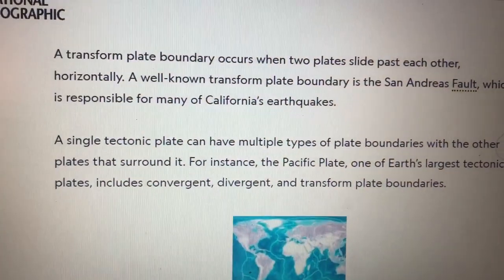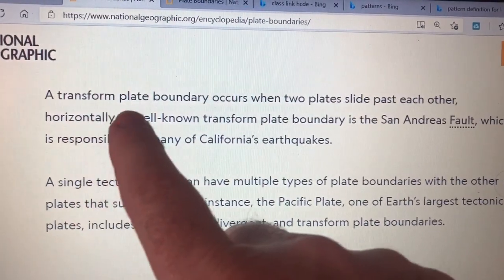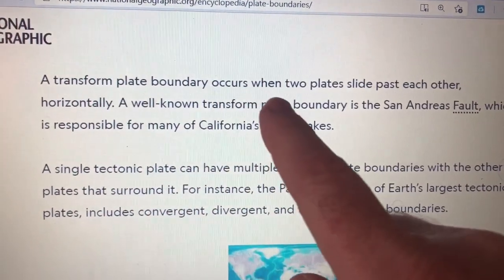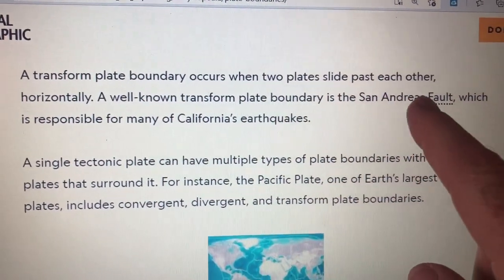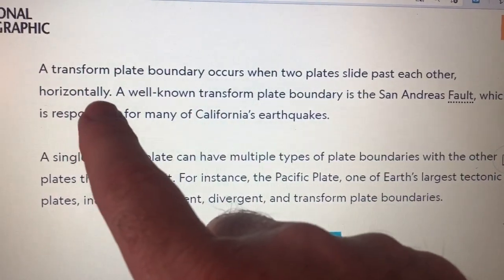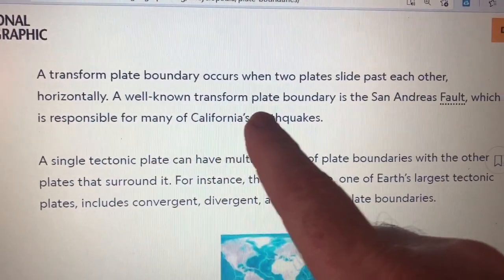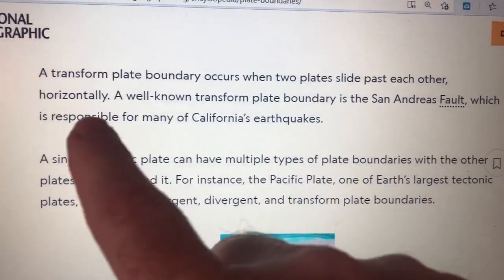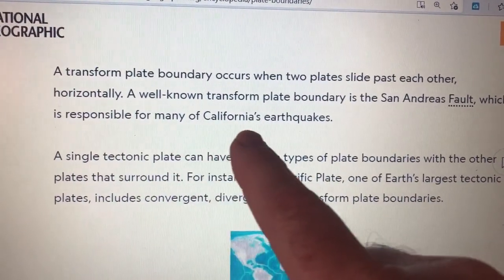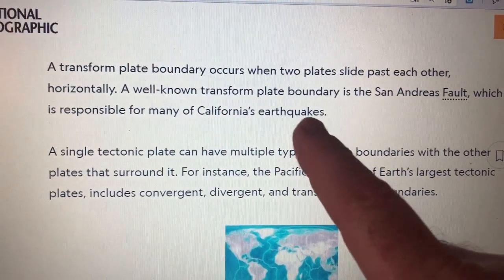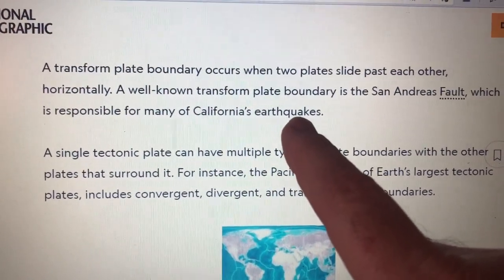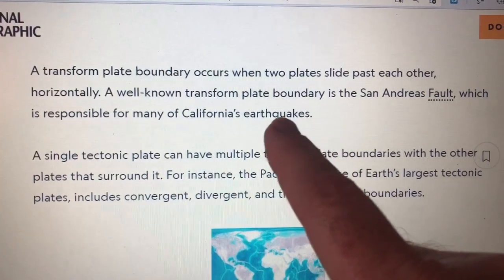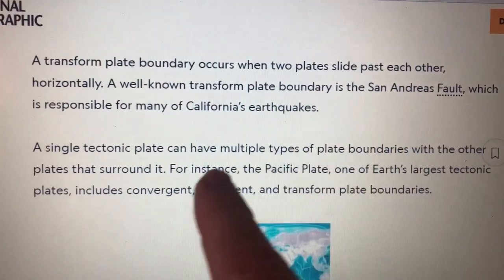And look, there is something else over here. A transform plate boundary occurs when the two plates slide past each other horizontally. A well-known transform plate boundary is the San Andreas Fault, which is responsible for many of California's earthquakes. There you have it, earthquakes. And look at that relationship. So they happen in a pattern for some reason.